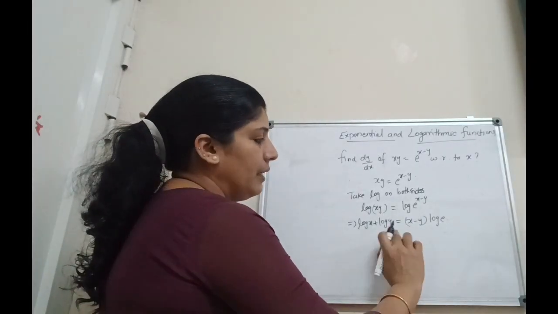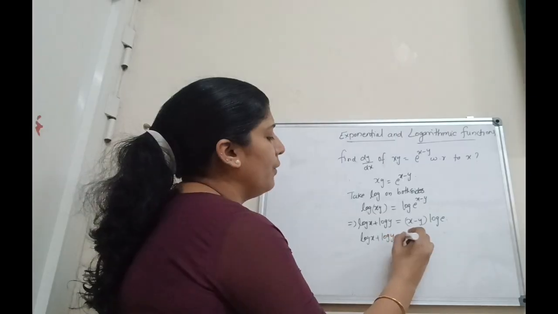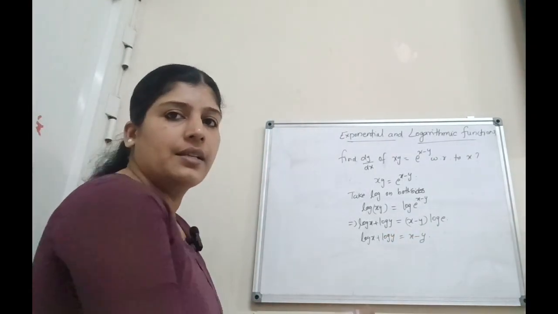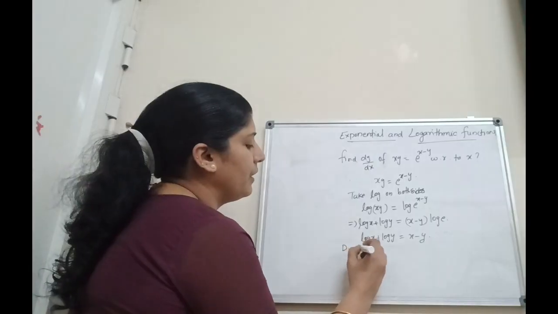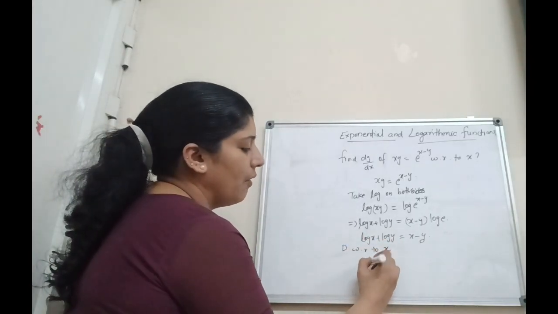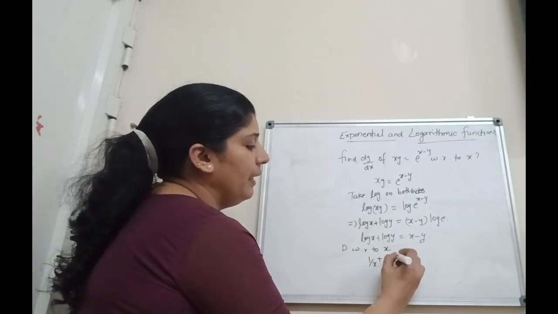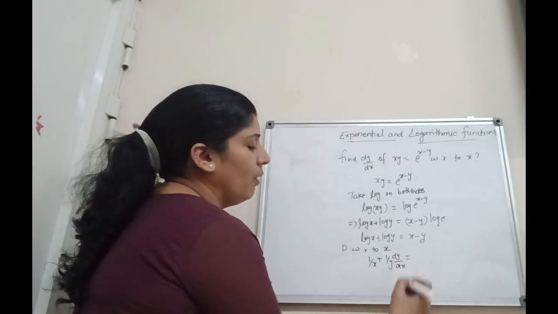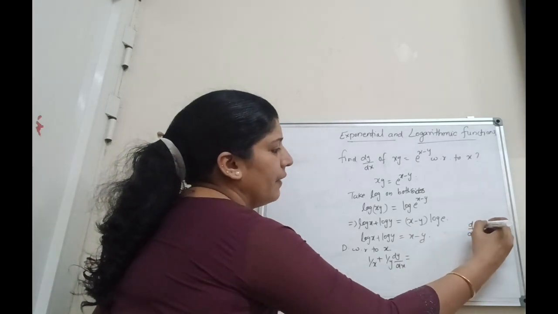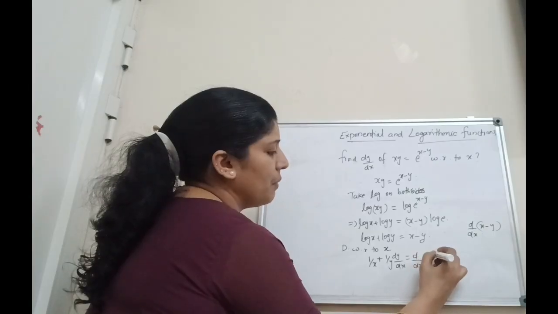Therefore, it can be written as log x plus log y equal to x minus y. Next, differentiate with respect to x on both sides. Then d by dx of log x is 1 by x plus d by dx of log y is 1 by y dy by dx equal to d by dx of x minus y.